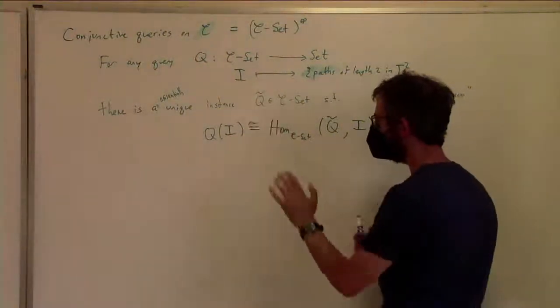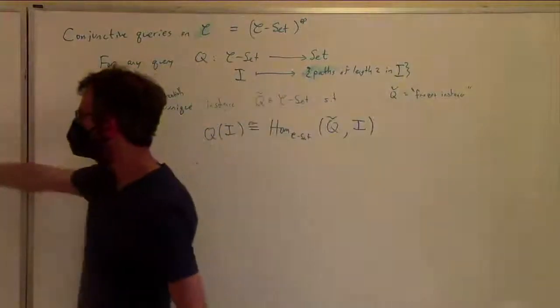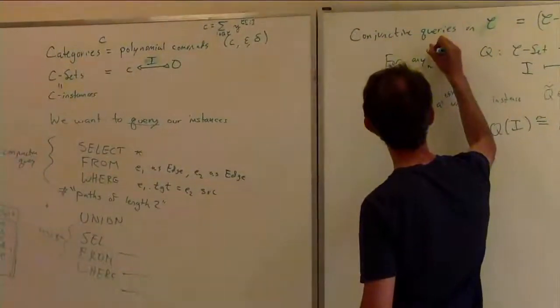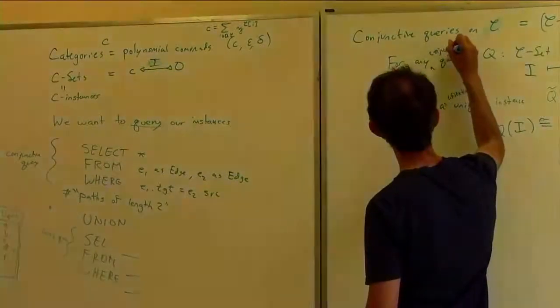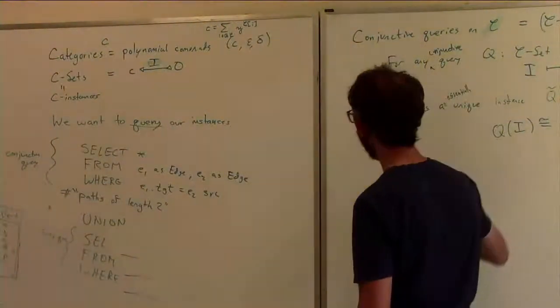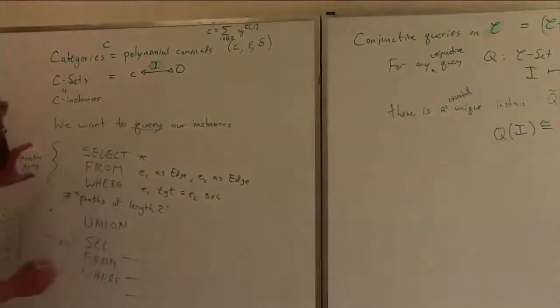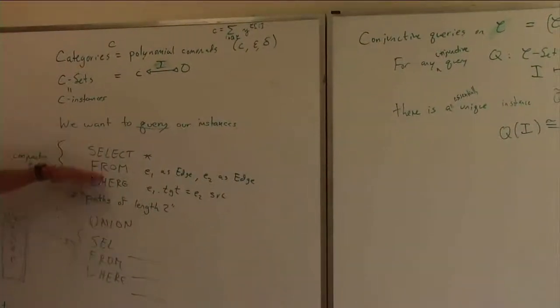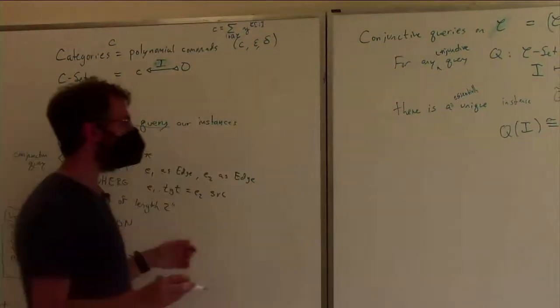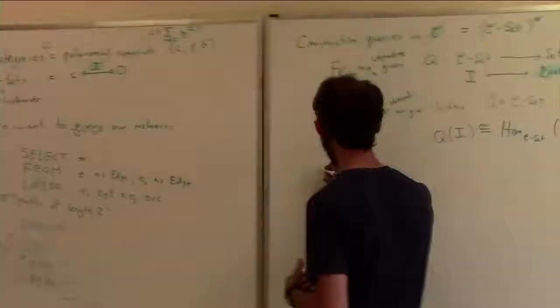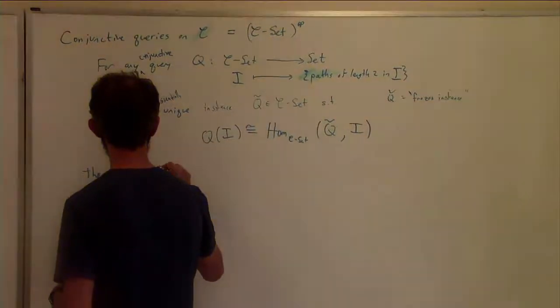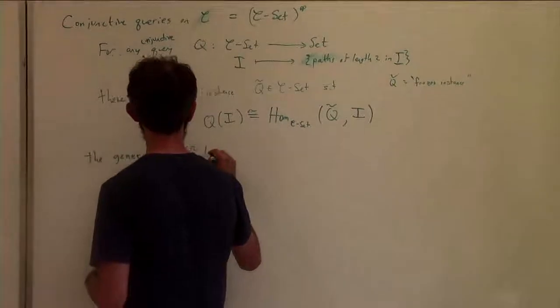So what's going on? How is it that for any conjunctive query, we're going to get to duck queries in a second, we're supposed to be able to find an instance. So here's a conjunctive query. What instance is it? Well, it's finding all paths of length 2. And the generic path of length 2 is this thing.